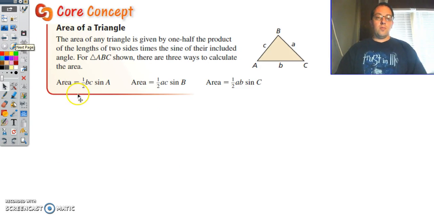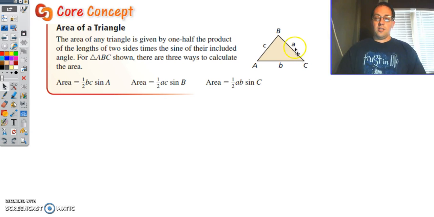All right, so here it is as an actual formula, so you can see how this works. The area is 1/2 side B times the length of side C times the sine of angle A. Or it's 1/2 of side A times the length of side C times the sine of angle B. Or, depending on what you have, 1/2 of side A times side B times the sine of angle C.